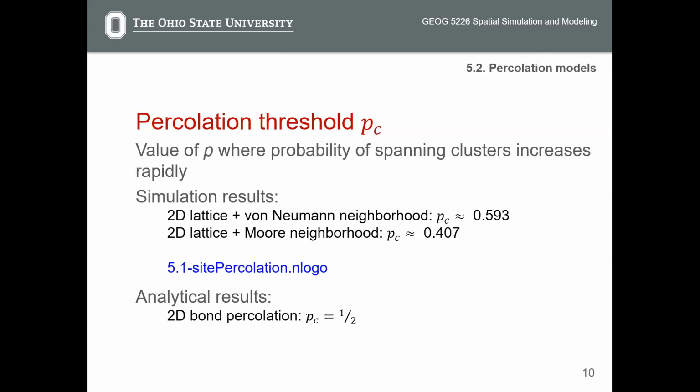Of course, these values are based on different literature, published by different scholars, right? For 2D bond percolation, okay, it's not site percolation, this pc value is equal to 0.5, okay? But again, this is not the focus of the course. We focus on what? Percolation. Site percolation.